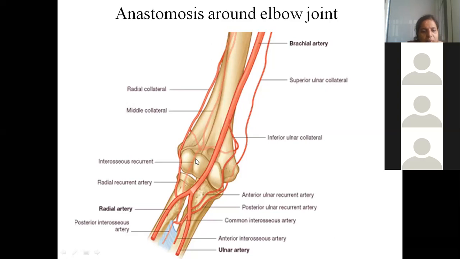Interosseous recurrent artery. Now, if you carefully observe here, this is our brachial artery dividing into radial and ulnar. Ulnar will give the common interosseous, and I hope you remember the interosseous membrane. In front of the interosseous membrane, we have the anterior interosseous artery. Behind the interosseous membrane, we have the posterior interosseous artery. From the posterior interosseous artery, one artery goes behind and moves upwards. For backflow, generally the word recurrent is used.